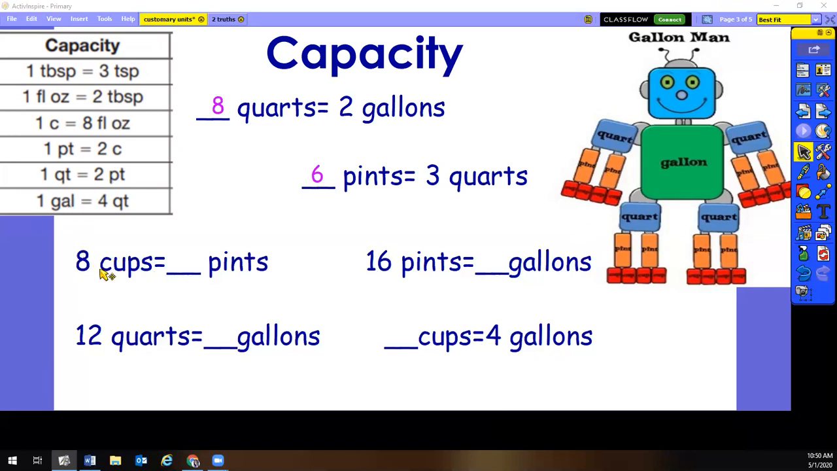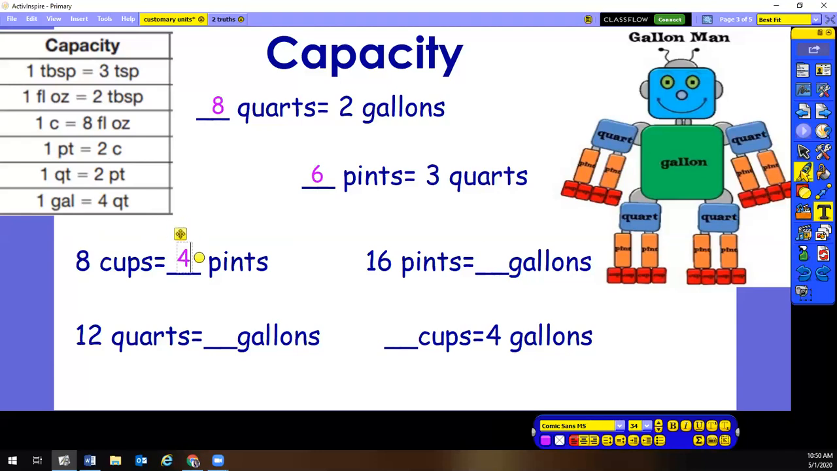We have 8 cups. We want to know how many pints that is. So if you look here, there are 2 cups for every 1 pint. So you're going to end up dividing 8 by 2 to figure out how many pints that is. You know off the top of your head, 8 divided by 2 is 4. Well, let's go to our gallon man and check.